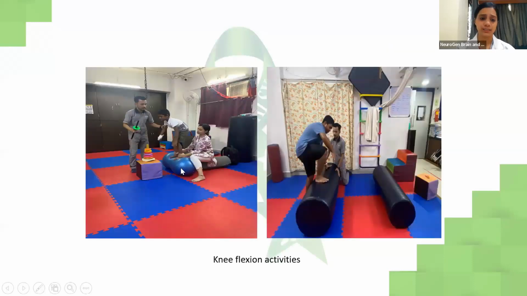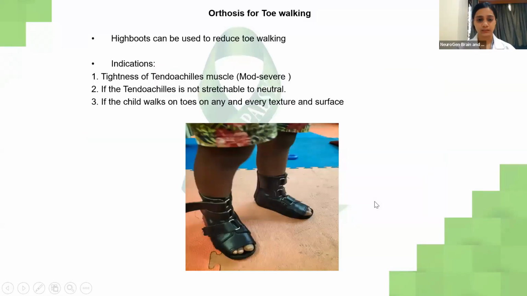Then a lot of knee flexion activities. He's standing on a peanut ball. I'm expecting him to squat down with some support and stack the ring in the set. I'm giving this child step up and step down.